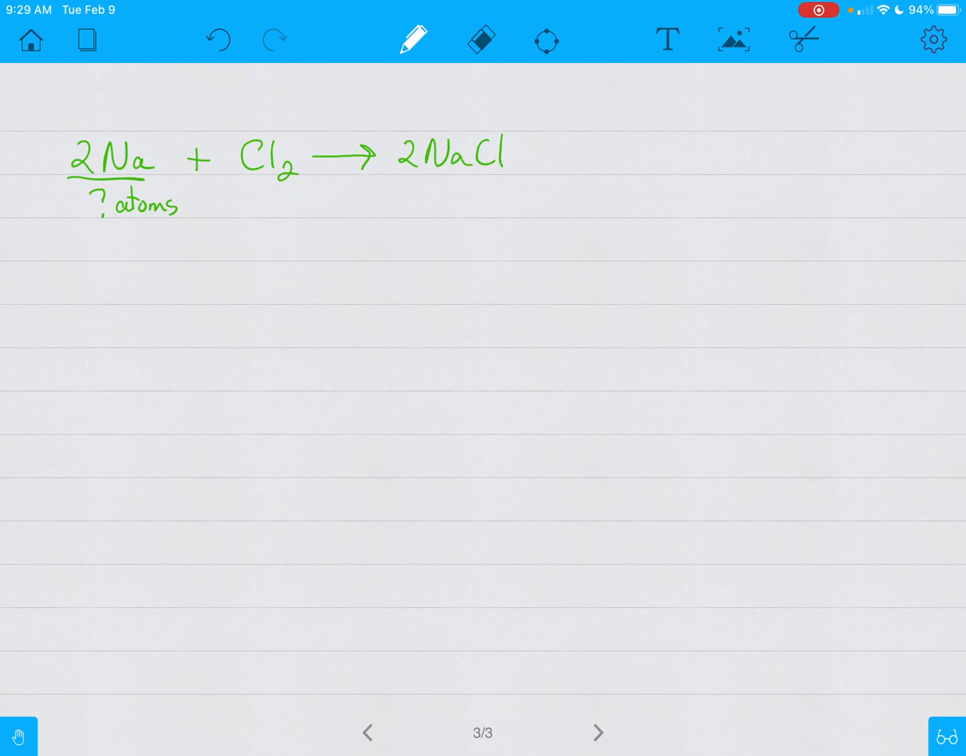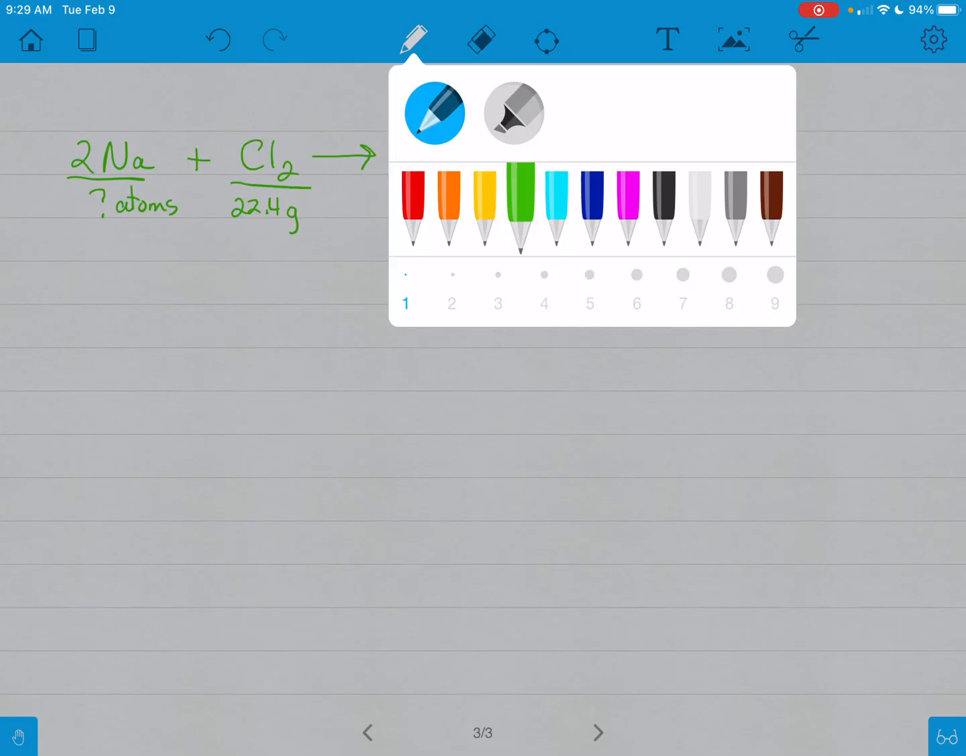If we're given, let's use this one, 22.4 grams of this. Okay, so I need to figure out how many atoms it's going to take to react with 22.4 grams of chlorine. Oh, wait a minute, we're not using this guy at all? No, we're not. Instead, we're going to just stay on the reactant side, and yes, we can do that.